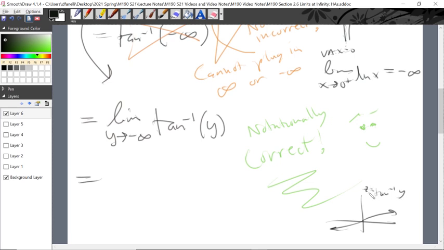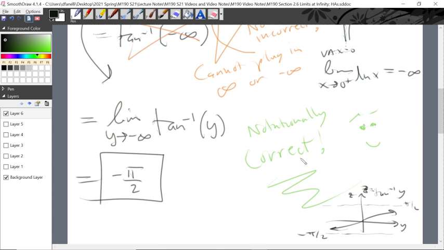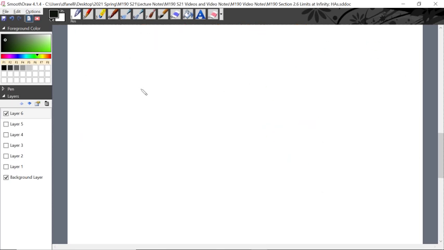Let's say I call this z equals the arctangent of y. In other words, this is the z-axis and this is now the y-axis because I've changed the input variable. All right, this is pi over 2 and this is negative pi over 2. So as the input goes to negative infinity, the output is approaching negative pi over 2. Okay, very good.